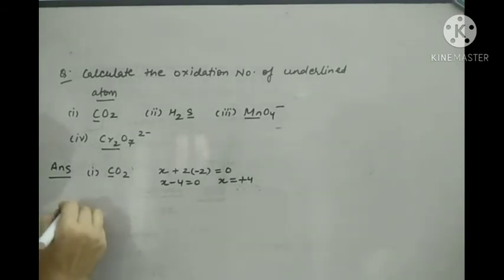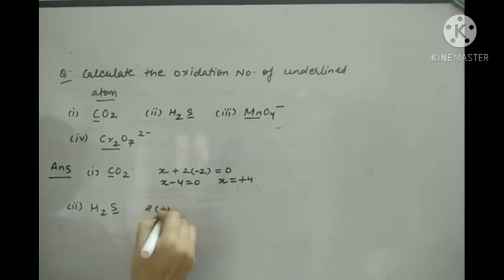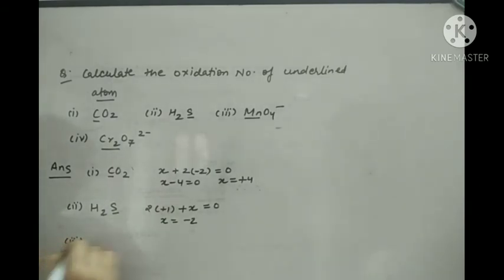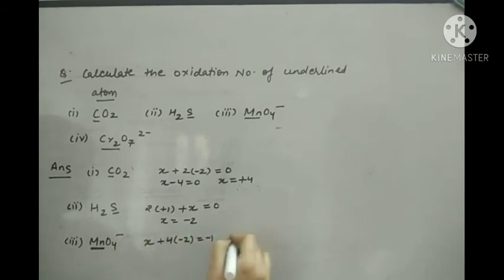This is the way to find out the oxidation number. We'll take the second example. Suppose my question is H2S. Now hydrogen has a charge of plus 1, so 2 into plus 1. Now sulfur is X, overall 0. So X is minus 2. So the charge on sulfur is minus 2. The third is MnO4 minus. So X is manganese. Total number of oxygen atoms 4 multiplied by minus 2, equal to minus 1. So X equals plus 7.